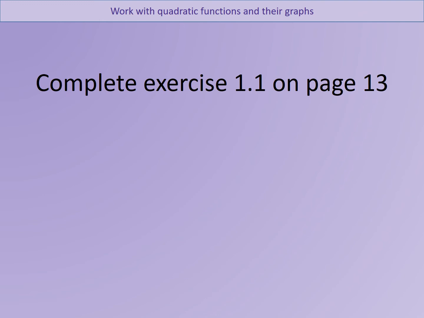Okay, so here's your first chance to practice those skills that we've looked at. So on page 13 of your textbook, you'll see exercise 1.1. Have a go at those questions, mark them yourself using the back of the book, and if there's any problems that arise, get in touch with your class teacher and they'll be able to help out with any problems you might have.